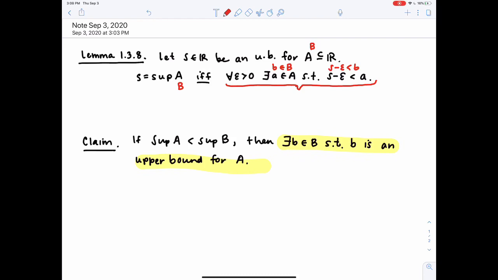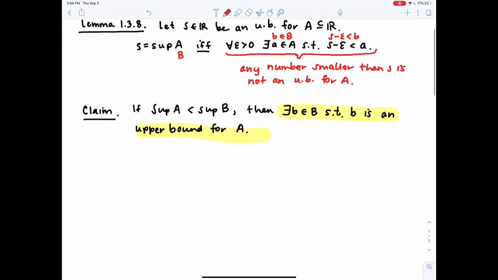The other thing I want to point out is to remember what this statement is saying altogether. It's saying that any number smaller than s is not an upper bound for the set A. So this statement is talking about something to do with upper bounds. We know we're looking for an upper bound in our problem. Perhaps they're related.